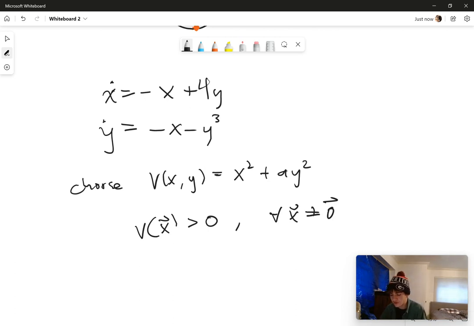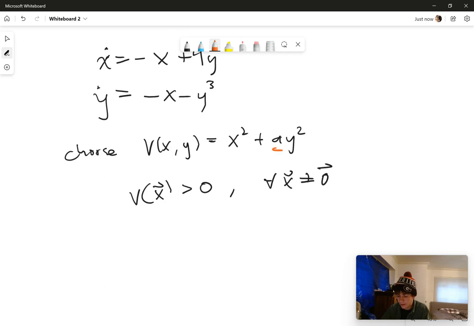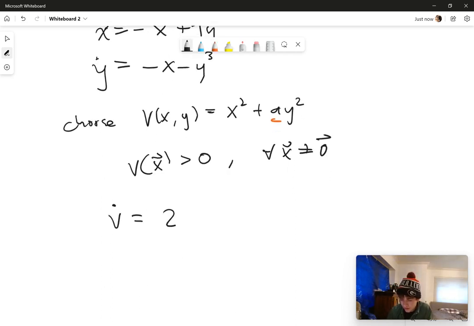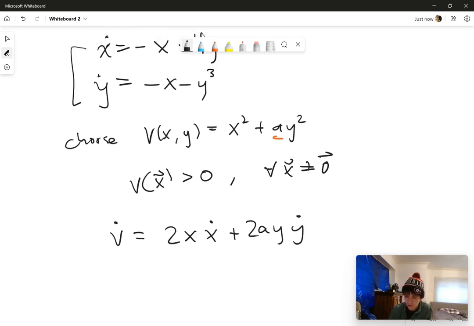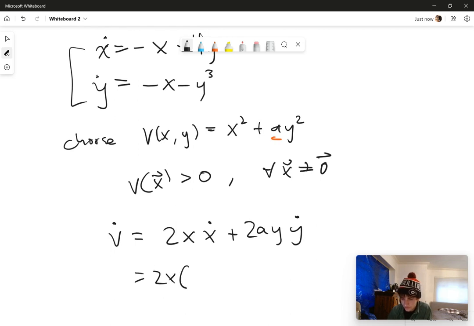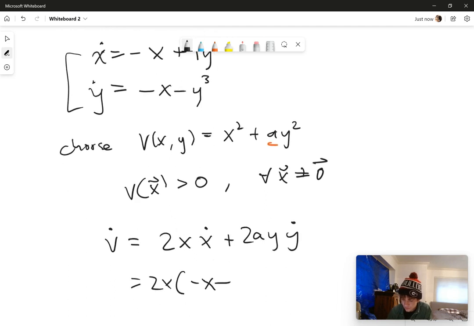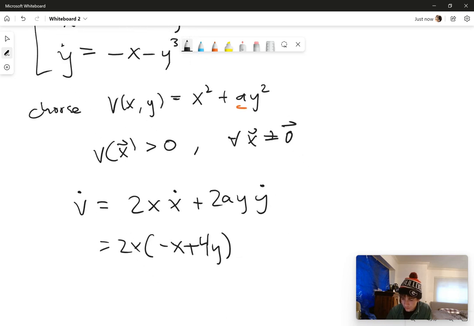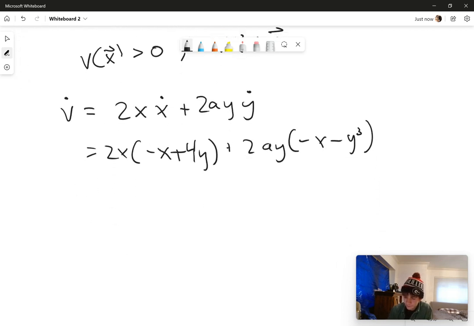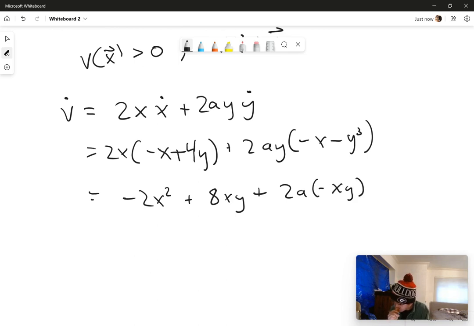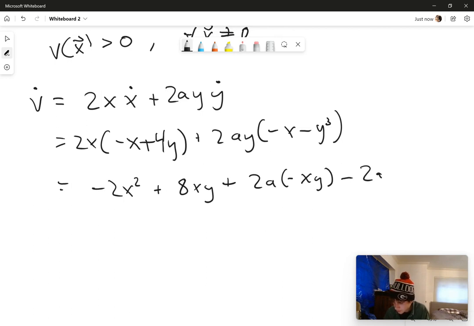Okay, and now we're essentially going to show that for some choice of this parameter a, we can show that V dot is strictly negative, okay? So let's calculate V dot. We get 2x x dot plus 2ay y dot. Now I'm going to plug in for x dot and y dot here. So I'm going to get 2x times negative x plus 4y, and then plus 2ay times negative x minus y cubed. All right, and so I'm going to get negative 2x squared plus 8xy plus 2a times negative xy minus 2ay to the fourth, okay?